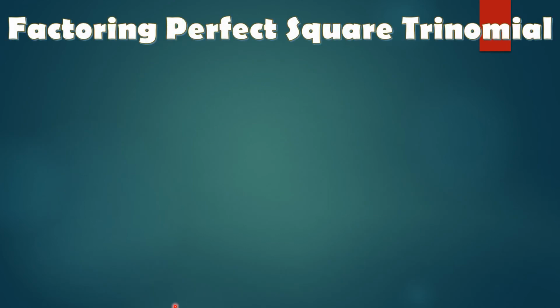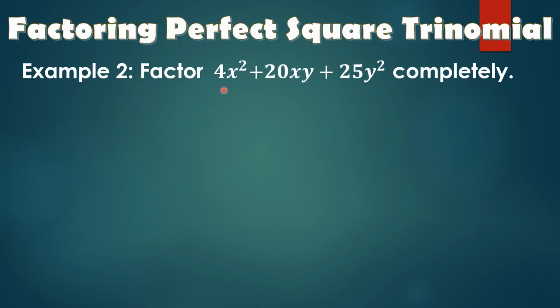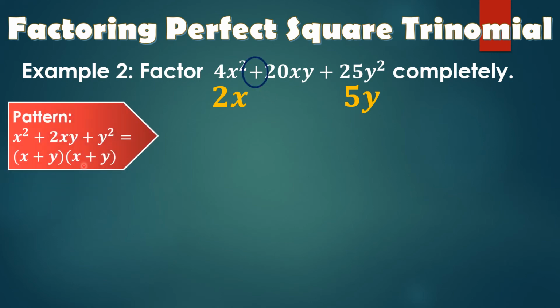Another example, factor 4x squared plus 20xy plus 25y squared completely. Kukuhanin lang natin ang square root ng 4x squared, which is 2x, square root of 25y squared, which is 5y. Then, check natin kung ano ang operation sa gitna, sa middle term. Since addition to, ang gagamitin natin na pattern ay parehong addition ang factors. So, pag pinagsama natin to, magiging 2x plus 5y times the quantity of 2x plus 5y. Yun na ang ating sagot.